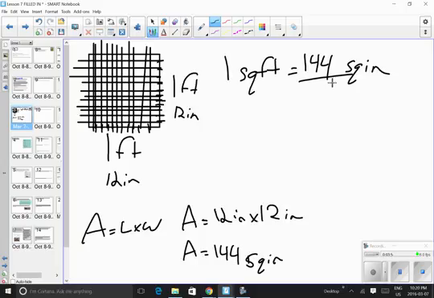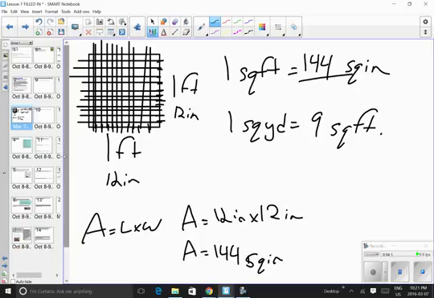And then you would proceed to do the same thing with square yards, and you would find out that 1 square yard is the same thing as 9 square feet. Okay, but that's just that activity. If you want to go for it, do it. If you have questions about it, please ask.